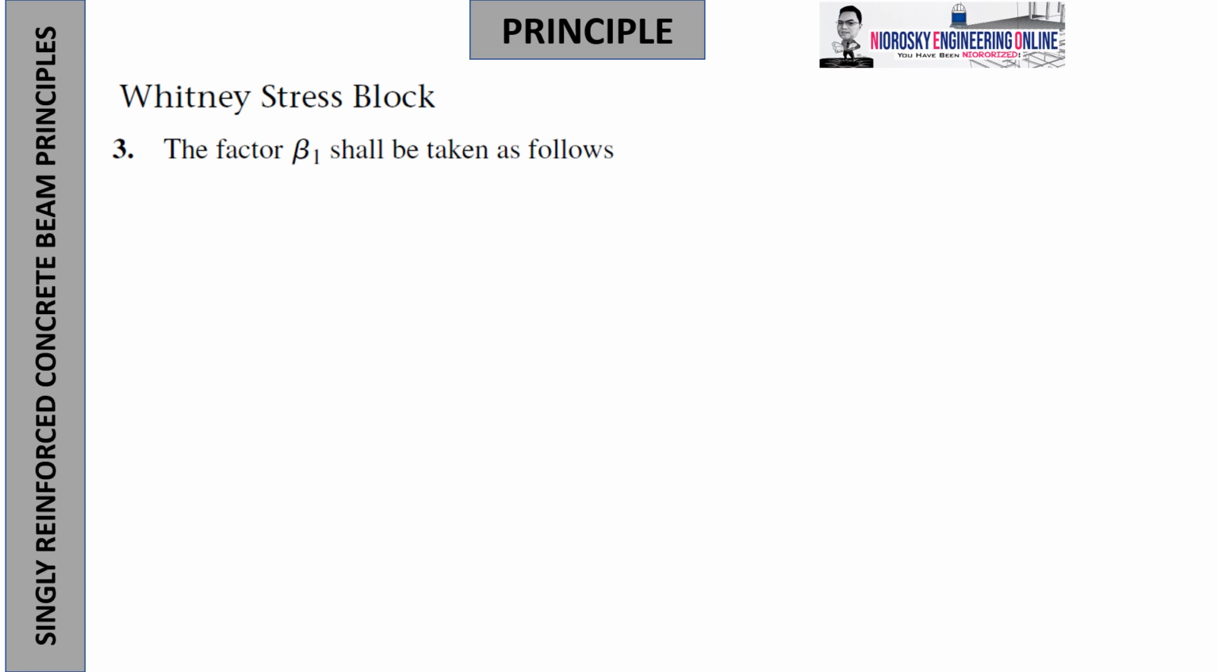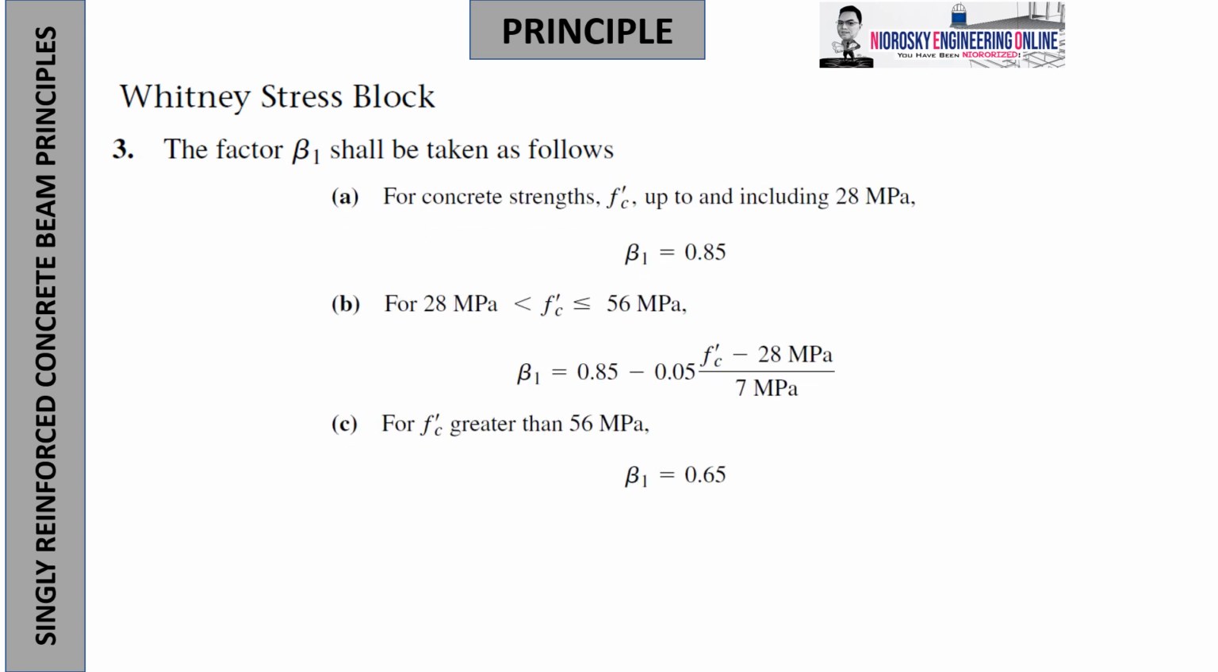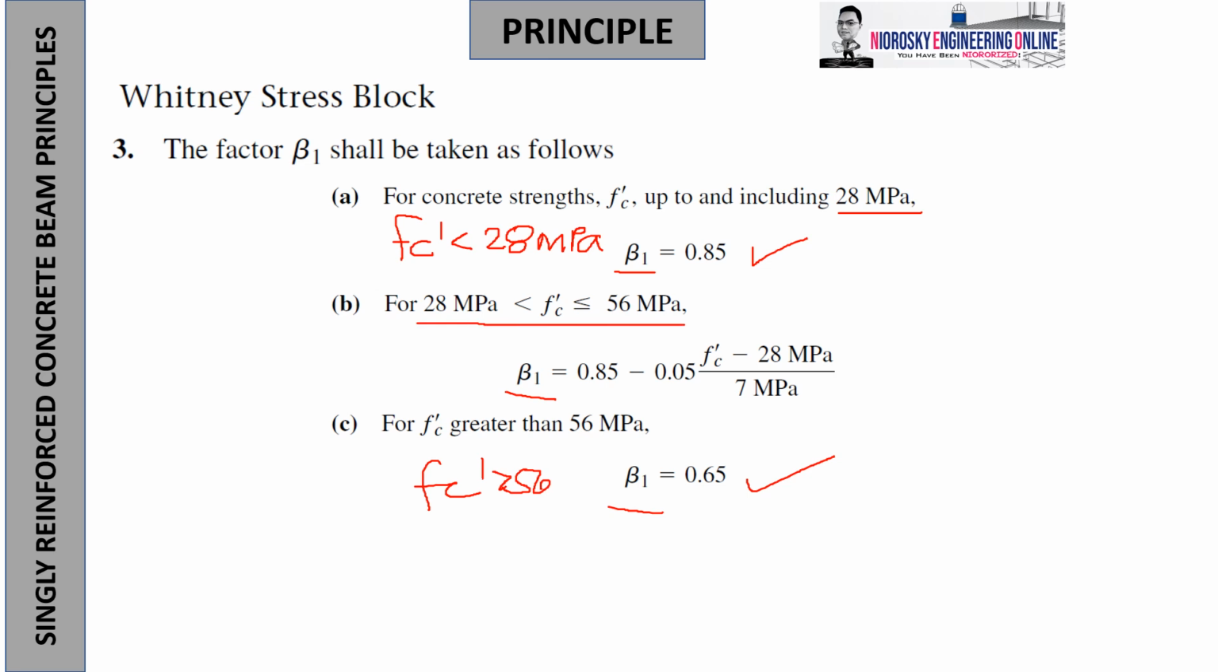Factor beta 1 shall be taken as follows. Okay, notice that beta 1 is dependent on the condition of the f'c. So it can be less than 28. So to make this another statement, if this is less than 28 megapascal, okay, and if this is f'c, sabi nga, greater than 56. Okay, so pagka less than 28, use 0.85. Pag more than 56, use 0.65. And in between 28 and 56, then use this formula derived from linearity.